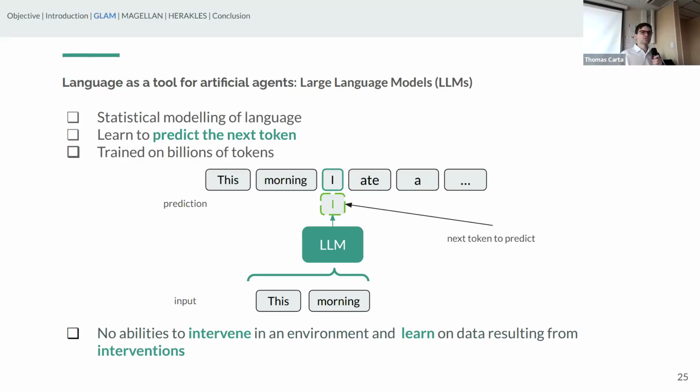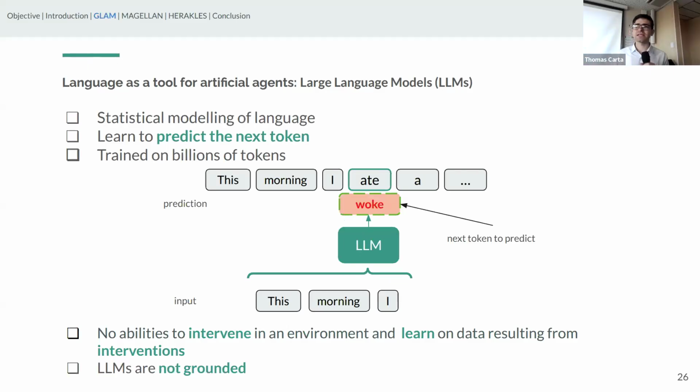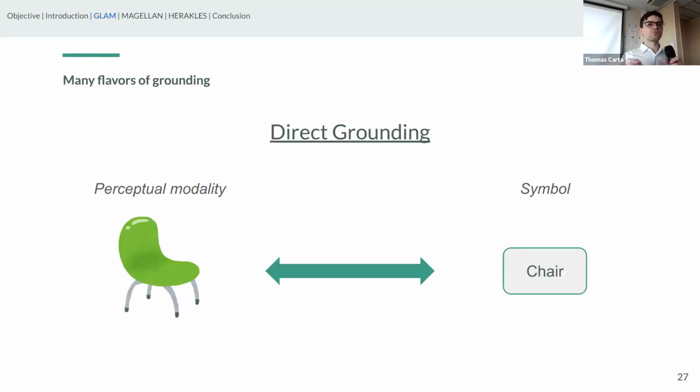And crucially, such models have no ability to intervene in the world. They just predict the next word, knowing the previous ones. And thus they cannot learn from data that they are collecting by interacting with the world. We're saying that the LLMs are not grounded. But what do we mean by grounding?